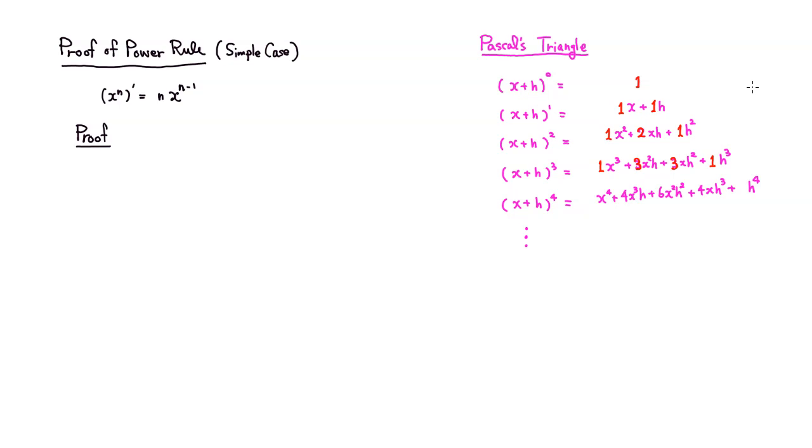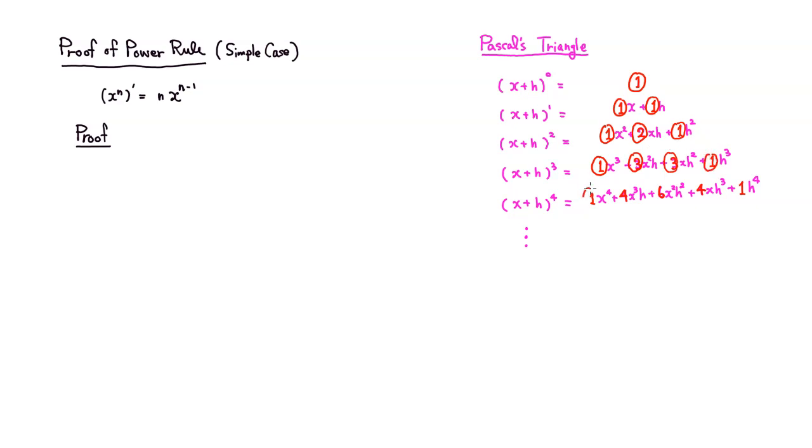And the fourth one, this is going to be the last one. So you have a 1x to the 4th and a 4x cubed h + 6x squared h squared + 4xh cubed, and a 1h to the 4th. If you just pay attention to those coefficients here, it forms a triangle. This is called Pascal's triangle, and we can easily continue building more layers of it.